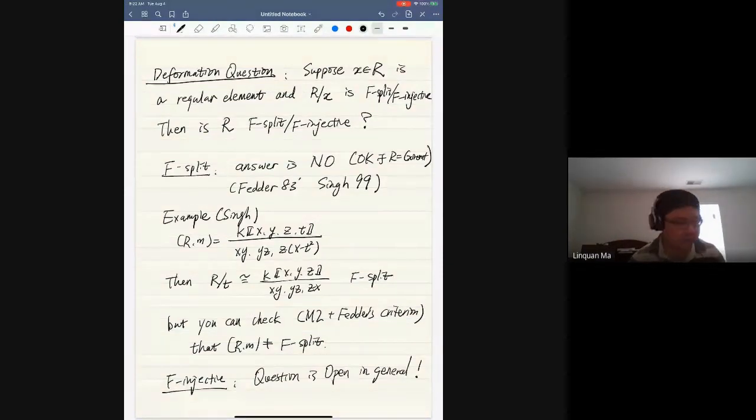Okay, and so for the rest of the talk, I'm going to focus on this question, and I'm going to report some partial progress. The question now is: if I have a local ring R of characteristic p, and suppose I have a non-zero divisor X such that R mod X is F-injective, I want to know whether R itself is F-injective.